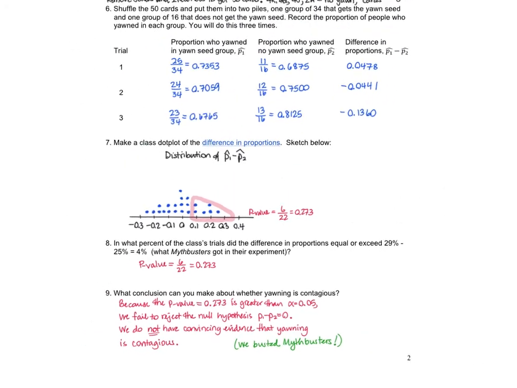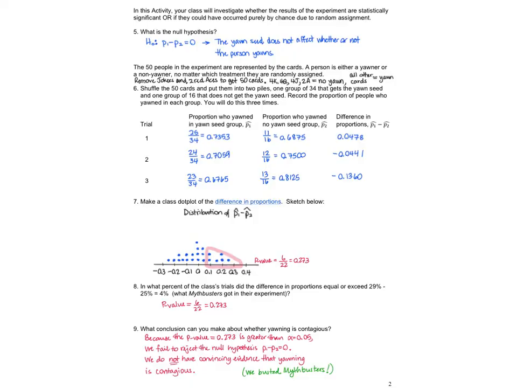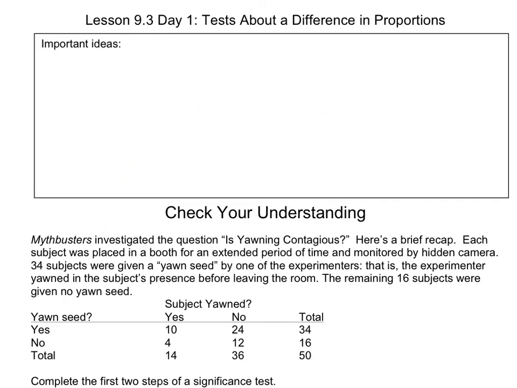Okay, let's take a look at our box of important information on the next page. Let's start by looking at the different types of hypotheses we can have in our significance test about a difference in proportions. The null hypothesis, remember, is always going to have an equal sign on it. So we're going to say our null hypothesis is consistently going to be p1 minus p2 is equal to 0. Now this is another way of saying p1 equals p2.